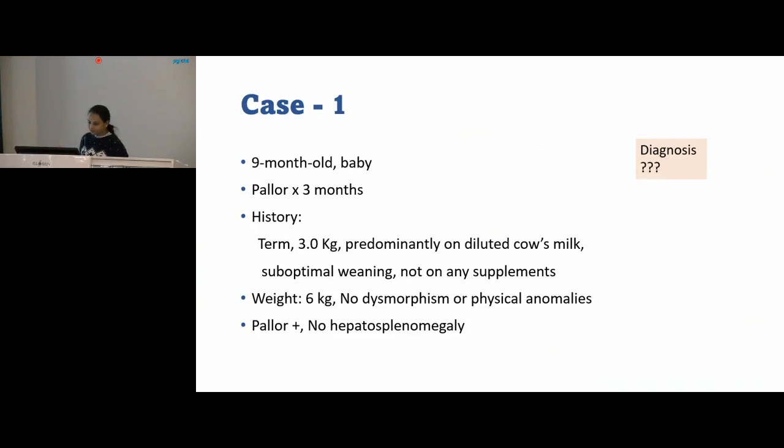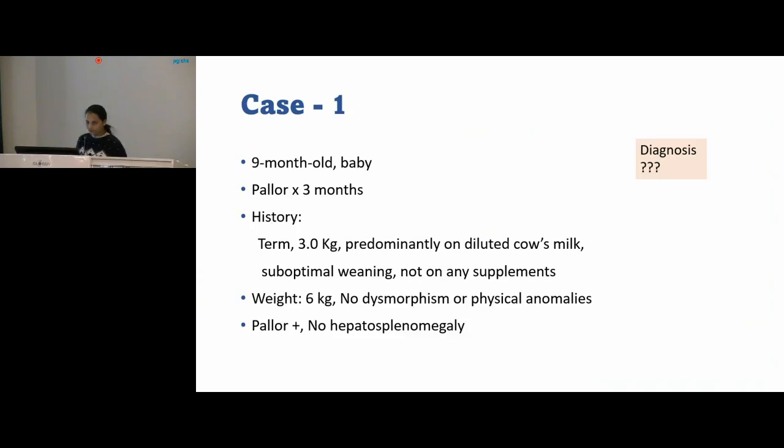A 9-month-old baby had come with a history of pallor, progressive pallor for 3 months duration. On history, we found that the baby was a term baby, 3 kg birth weight, predominantly fed on diluted cow's milk, and there was suboptimal weaning, and the child was not on any supplements. There is poor weight gain, weight of around 6 kgs, and on examination, the child did not have any dysmorphism or physical anomalies. The child had pallor and there was no organomegaly.